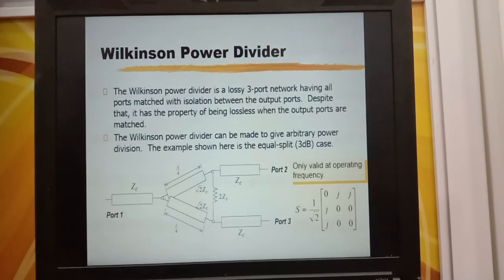In this example, we have equal split. That means half of the input power to port 1 is split to port 2 and half of the power is split to port 3. A Wilkinson power divider can actually be designed to have an unequal split if desirable.